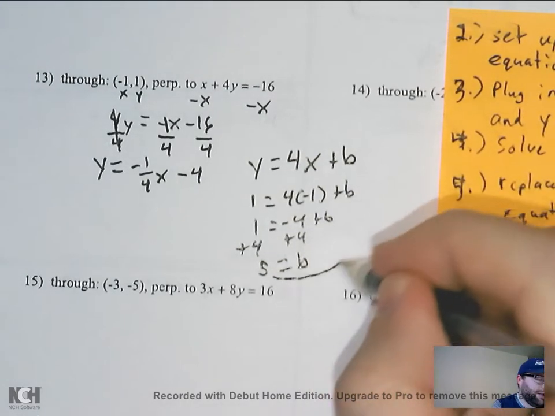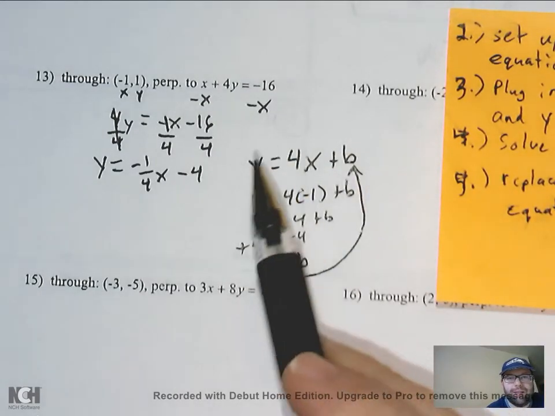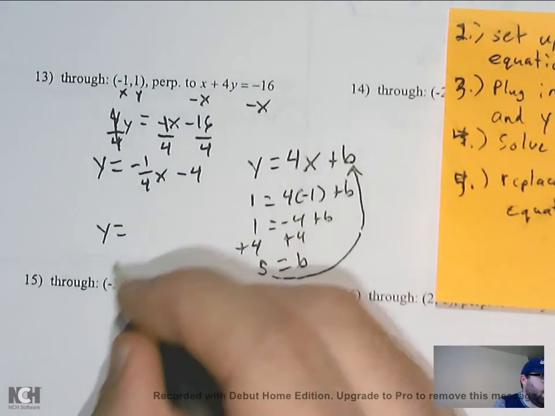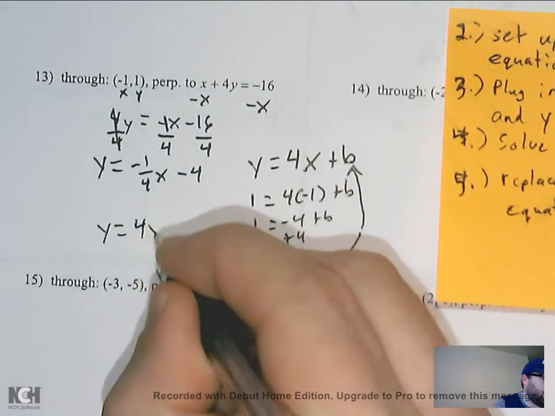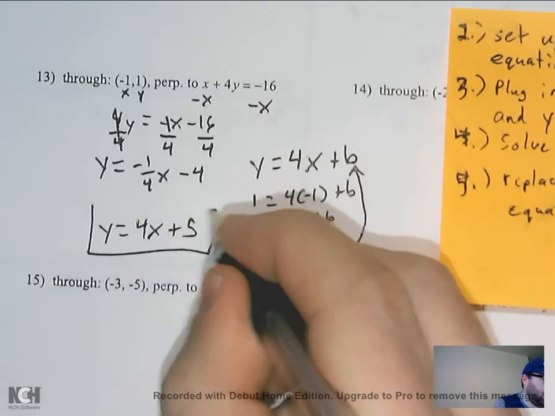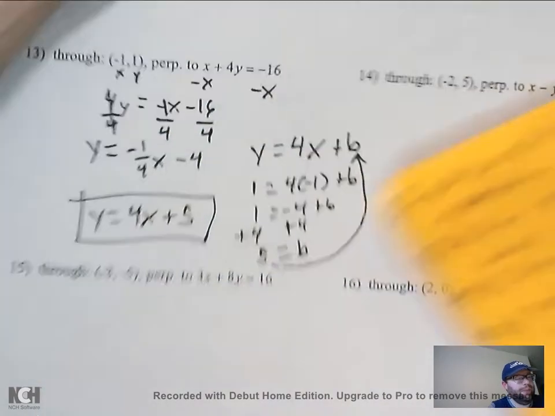So again, the last step here, now that I have the y-intercept, is to just go ahead and plug it into that perpendicular equation. So y equals 4x plus 5. And that would be my answer. Not too bad, right?